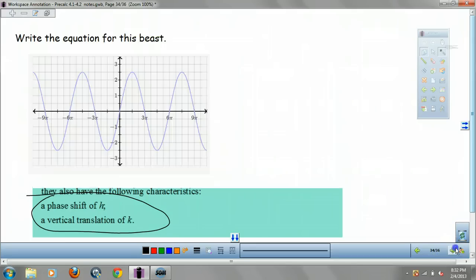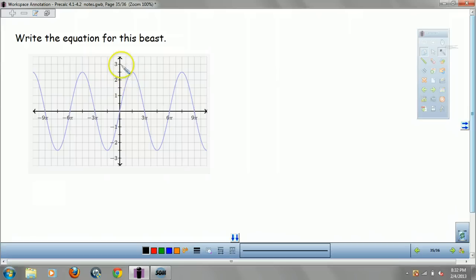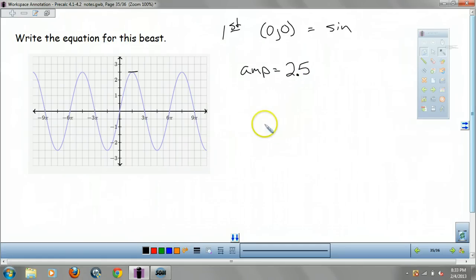Okay, let's do 2 more examples, call it a day. Write the equation for this graph. First, it starts at 0, 0, right? I'm sorry, that looks too much like a face for me not to fill in. Starts at 0, 0. We know it's sine. Now our amplitude goes up 2.5, so it's 2.5.